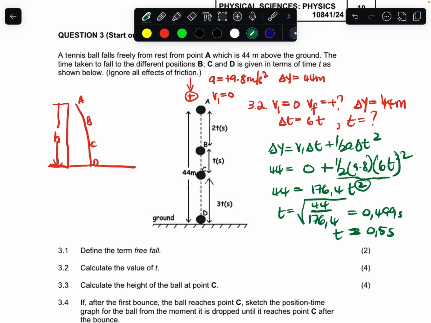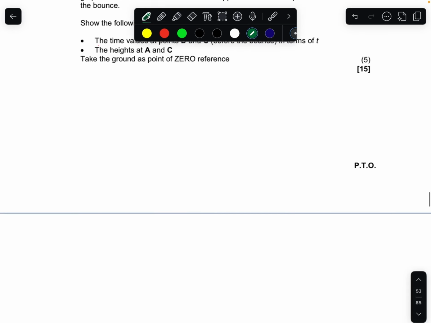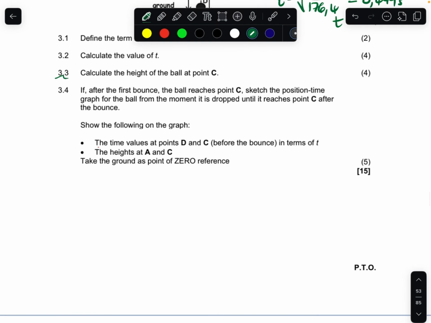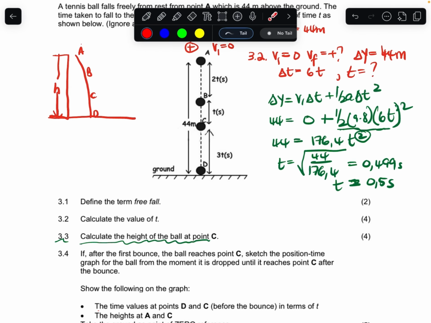Now we have the t. We know the times of different sections or different positions now. So let's answer 3.3. It says calculate the height of the ball at point C. Very important: it doesn't want the displacement from there to there. It wants the height. It says, what is the height? That means above the ground.